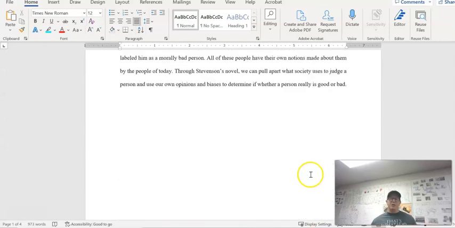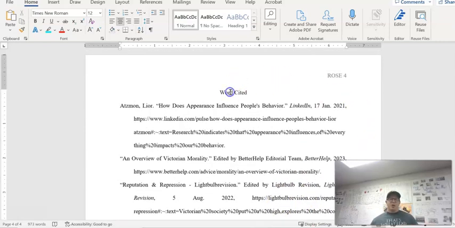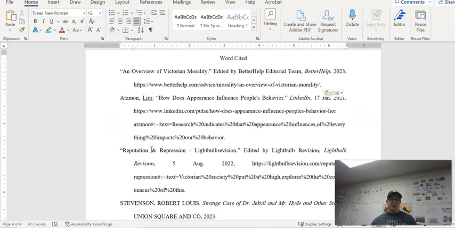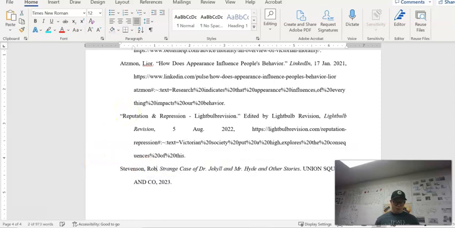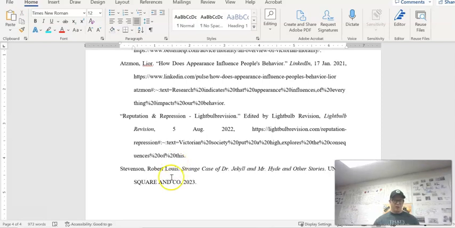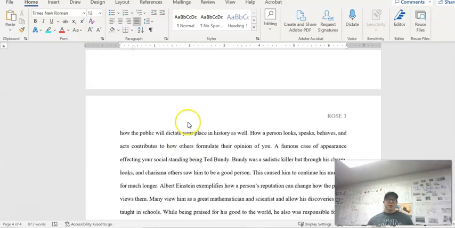Let me hit real fast at this works cited page. This looks good. Only problem is this AN comes before AT, so that needs to switch. ANATRS, good. And then this needs to be lowercase. This needs to be Stevenson. And this needs to be Robert Lewis. Okay. And this needs to be Union Square and Co.